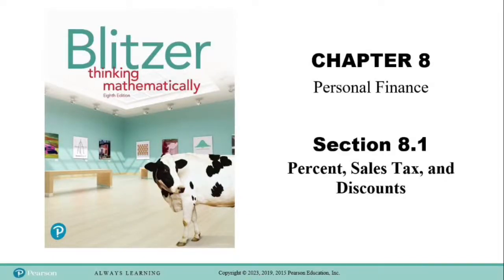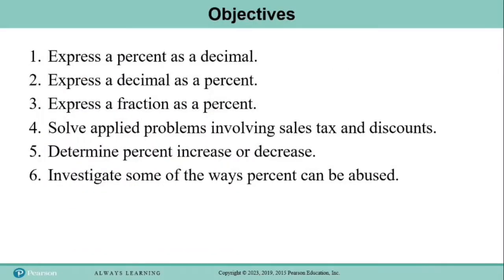Today we're in Chapter 8 and we're looking at Section 8.1, and we're going to be talking about percent, sales tax, and discounts. Our objectives for this section are: express a percent as a decimal, express a decimal as a percent, express a fraction as a percent, solve word problems involving sales tax and discounts, determine percent increase and decrease, and investigate some of the ways that percent can be abused.